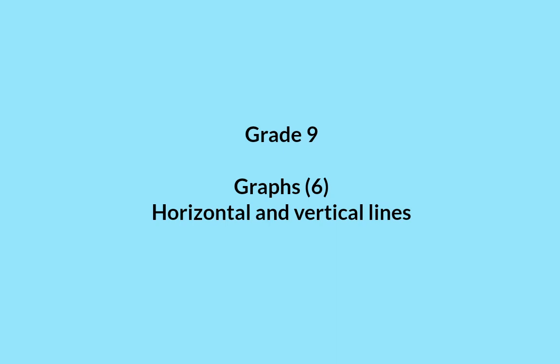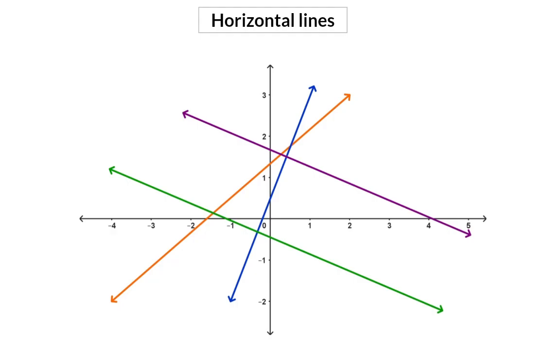In this video for Graphs Grade 9, we're going to have a look at horizontal and vertical straight lines. Up to now, we had a look at how to sketch the straight line graphs of equations in the form y is equal to mx plus c. But what if I now asked you to sketch the graph of the equation y is equal to 3?